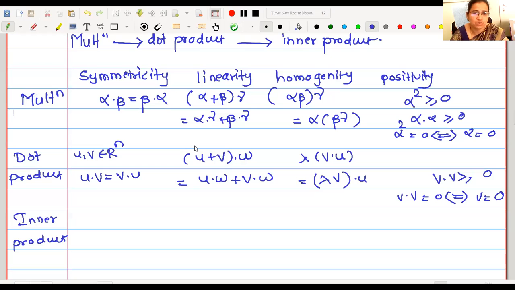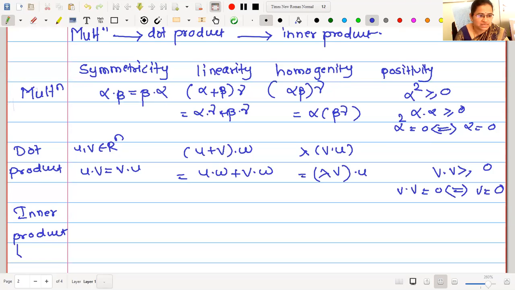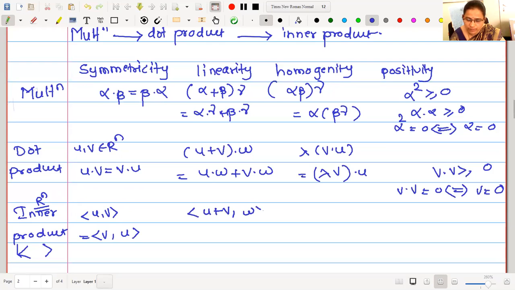Okay, now let us go for the properties of the inner product. The inner product we are going to define with this symbol, angle brackets. No doubt we are considering over Rn only. Therefore the inner product of u, v must be equal to the inner product of v, u. First, the symmetricity property. Next, the inner product of the vector u plus v with w is defined by the inner product of u with w added with the inner product of v with w. This is the property.